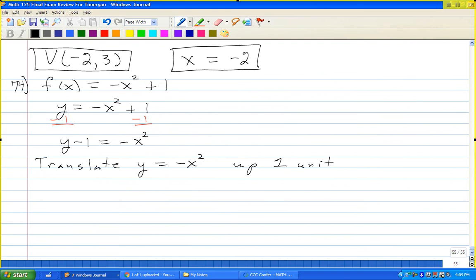And, well, for the graph of this, let's multiply both sides of my equation by negative 1. So this is negative y equaling x squared. So this is a reflection of the graph y equals x squared, and this will be about the x-axis.